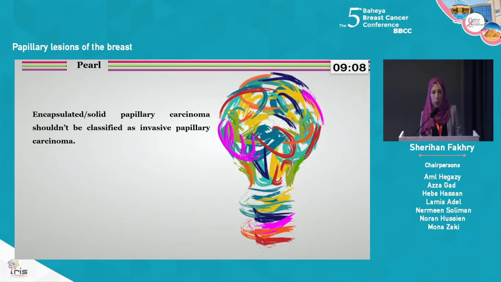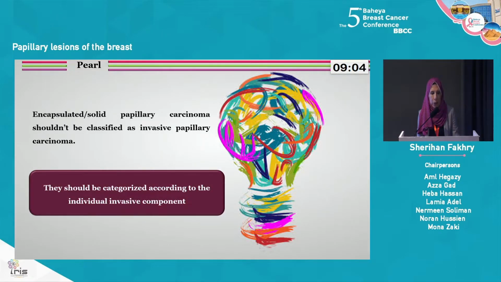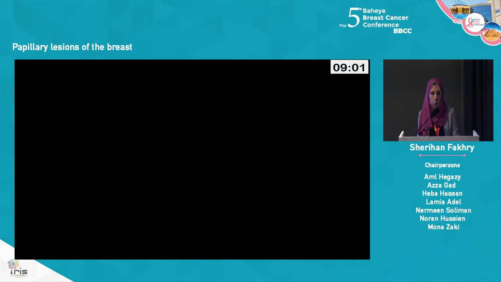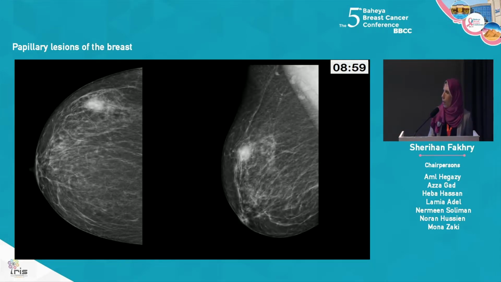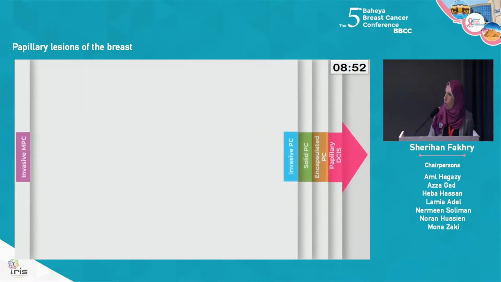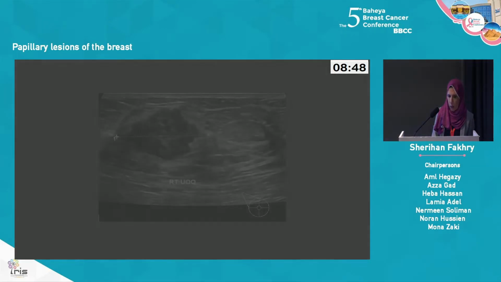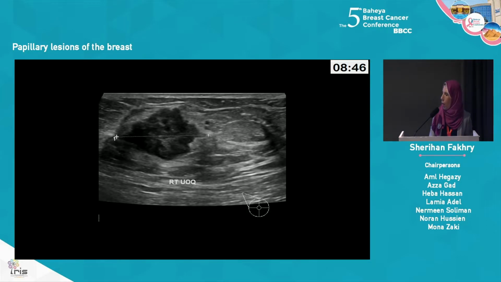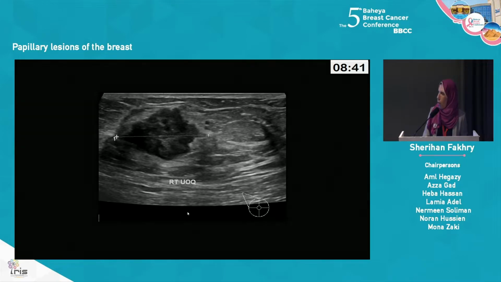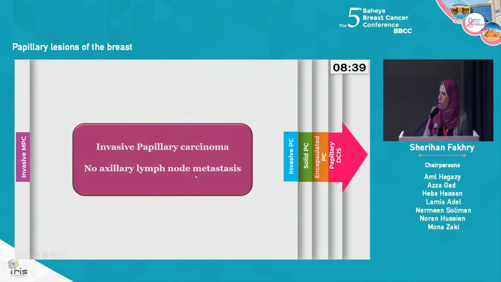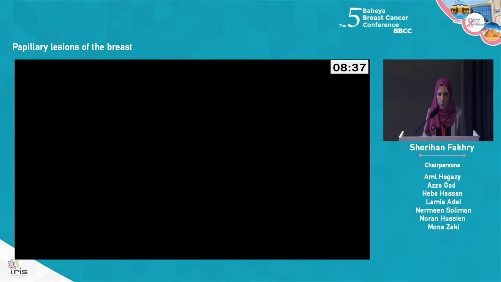Encapsulated and solid papillary carcinoma shouldn't be classified as invasive papillary carcinoma, and they should be categorized according to the individual invasive component. In this case, mammography showed a circumscribed lesion with indistinct margin. By ultrasound, we can see an irregular hypoechoic lesion with a microlobulated margin and angular margin. And the postoperative pathology revealed invasive papillary carcinoma.